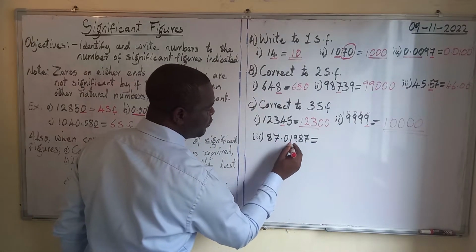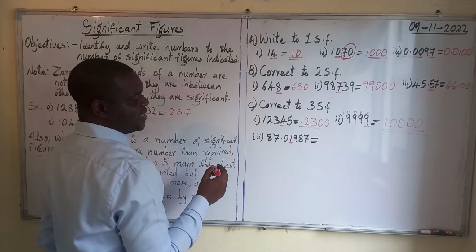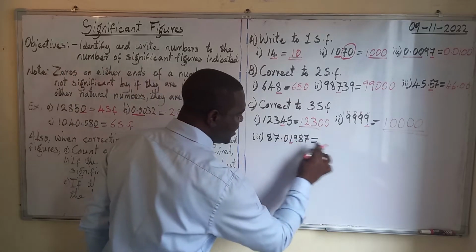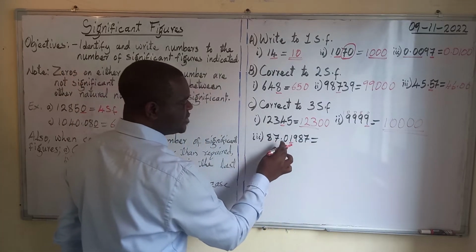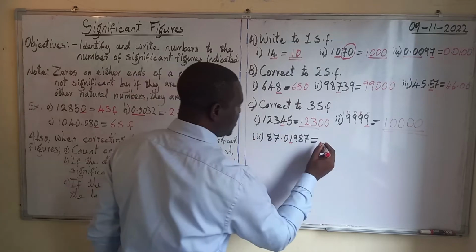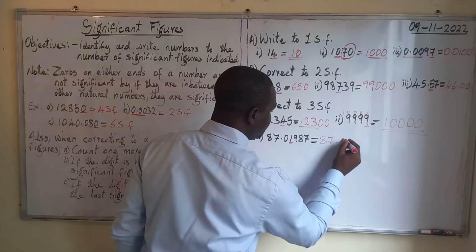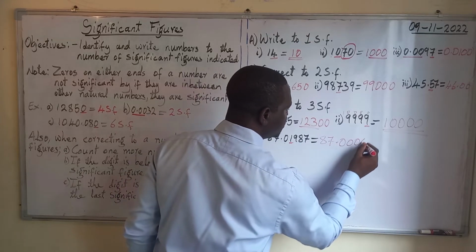The last one, you count 4. 1, 2, 3, 4. And the fourth digit is less than 5. So we are going to suppress everything from there and maintain the first 3 significant figures. That is 87.0 and the rest 0, 0, 0, 0.